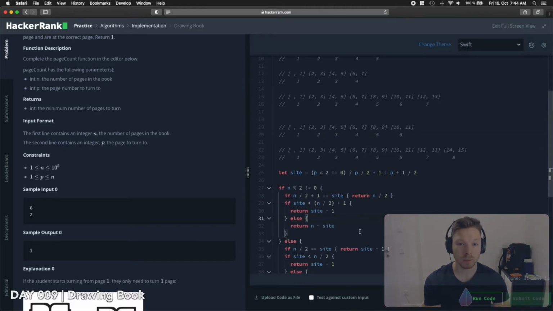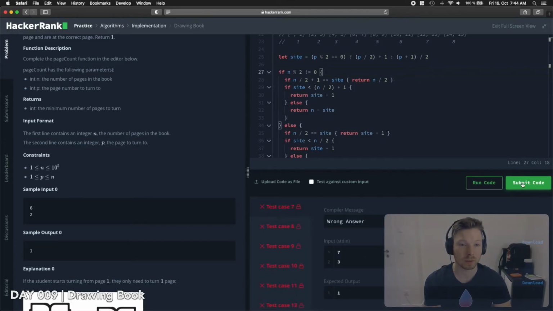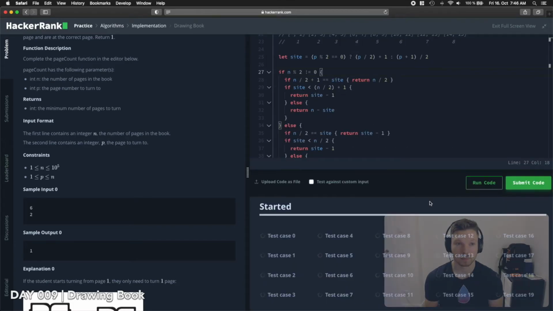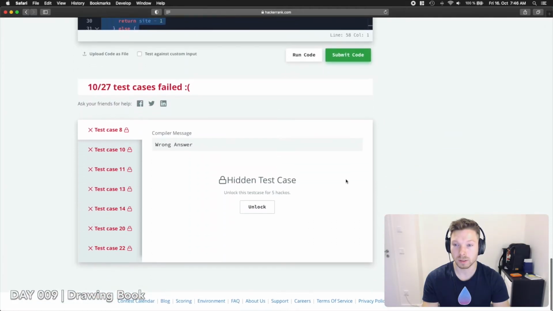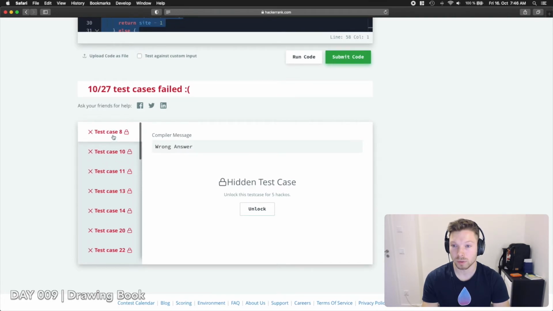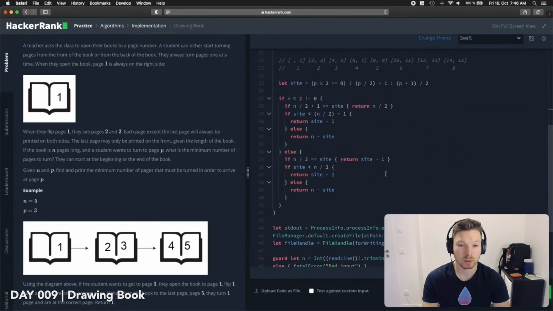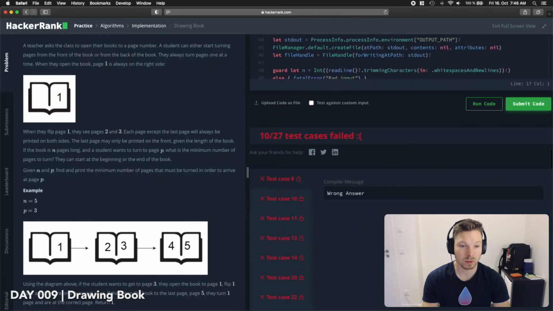Let's try again. Maybe it was the parentheses here. Oh, maybe it was this one. Let's fix this one, and here. So then let's run it again like this. It runs a little bit too long. Let's minimize it and see. We do have still failed test cases. I wonder if it's, let's go bigger again, and let's see what's wrong here.